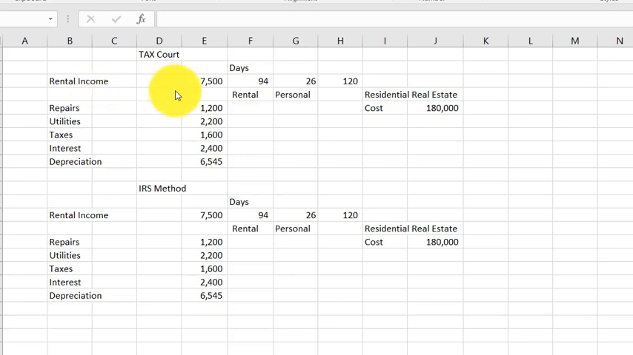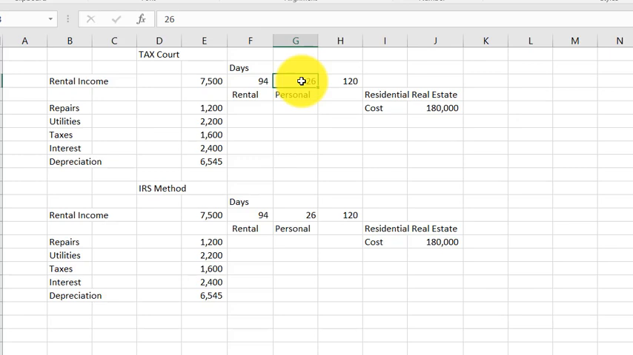And so we have a situation where the rental income is 7,500, and these are the total expenses. The days that were used for rental, that we rented it out at fair value and it wasn't for a family, and the personal days we utilized this property.